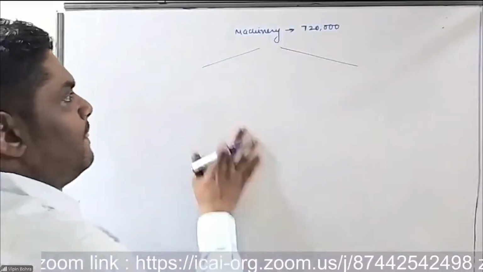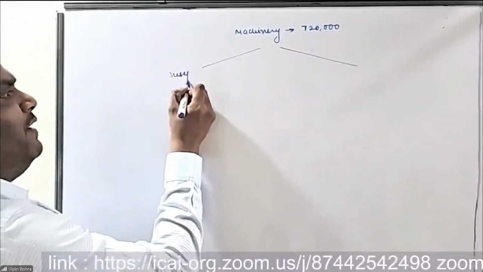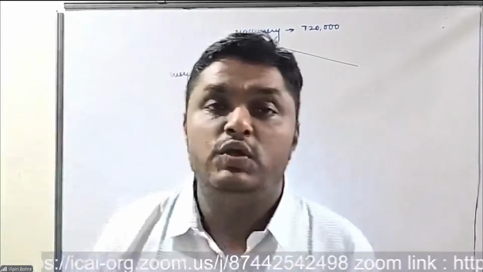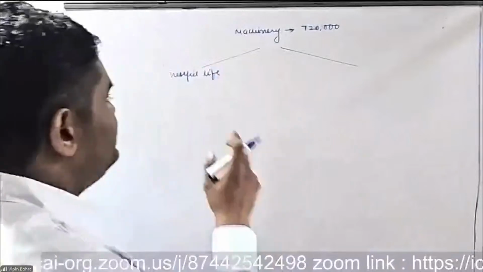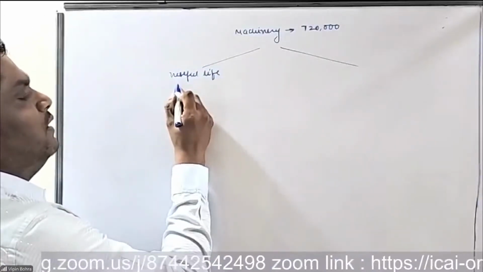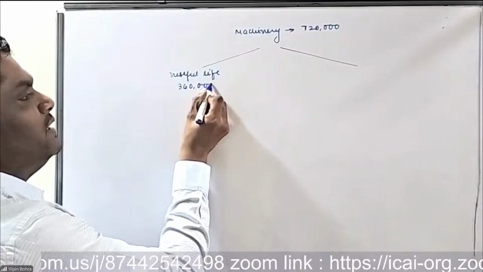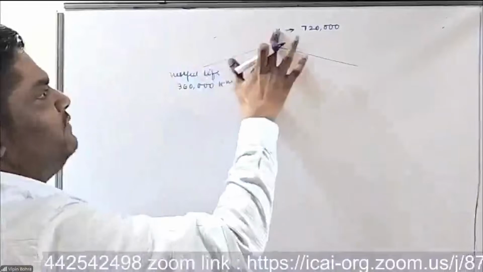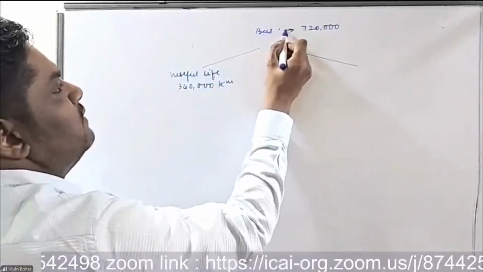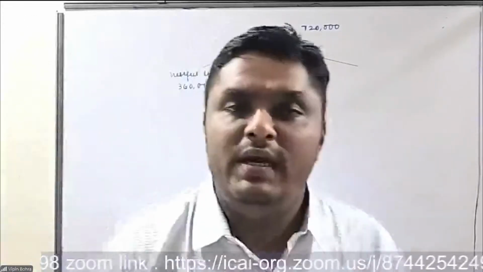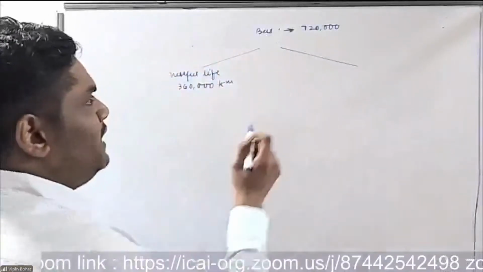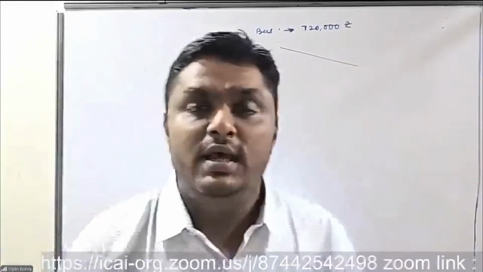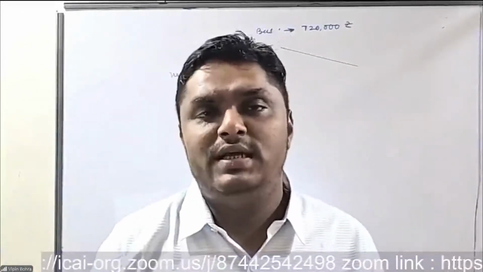Now, let's say the useful life is given in kilometers. Let's say 3,60,000 kilometers is the useful life. We can say better it is a vehicle, or we can say a bus. There is a bus that is given, that is 7,20,000 is the cost of the bus. And the useful life is given as 3,60,000 kilometers. It means the bus can run only for 3,60,000 kilometers.